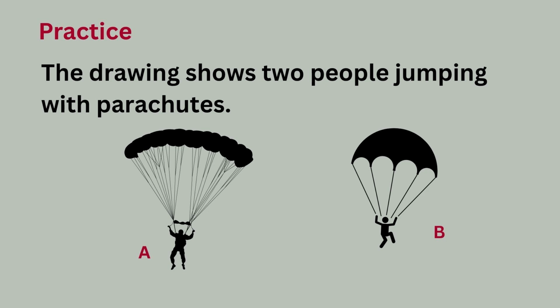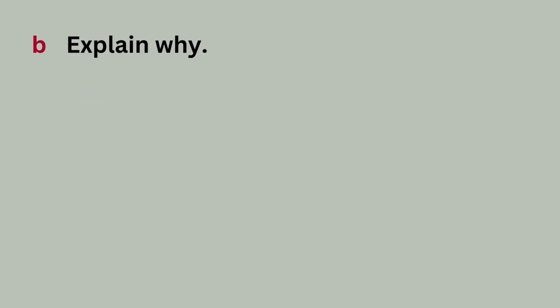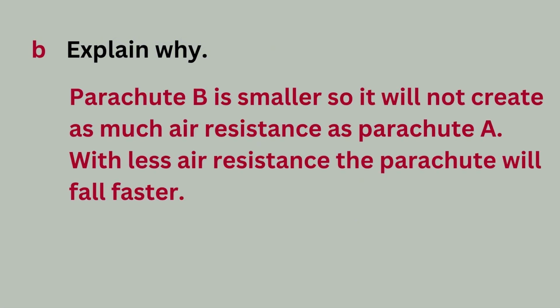Practice. The drawing shows two people jumping with parachutes. Question 2a. Which parachute, A or B, will fall faster? Parachute B. Question B. Explain why. Parachute B is smaller, so it will not create as much air resistance as parachute A. With less air resistance, the parachute will fall faster.